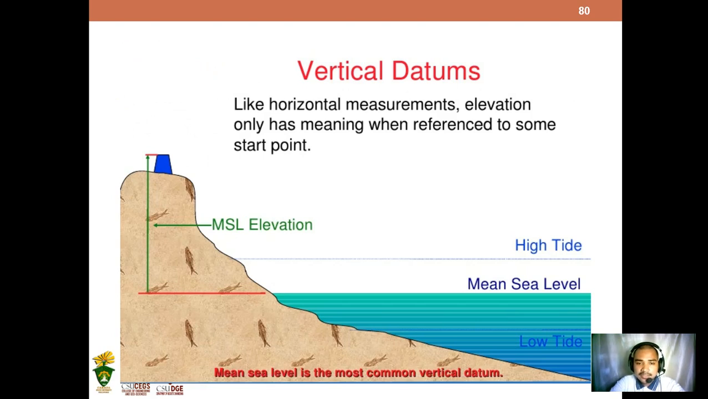So when you say vertical datums, like horizontal datums, the measurement of elevation only has meaning when referenced to some starting point. For example, this is your datum, kung asa nakabutang ang imong vertical datum kung asa maka-reference ang imong height. So usually we have mean sea level. The mean sea level is the 19 years of continuous observation of the high tides and low tides, or the mean of all tides na na-experience in 19 years. So para makaingon ka nga mean sea level ang imong ganito.